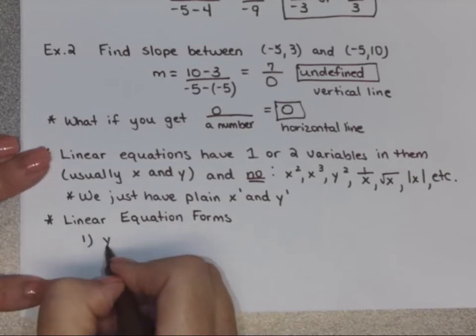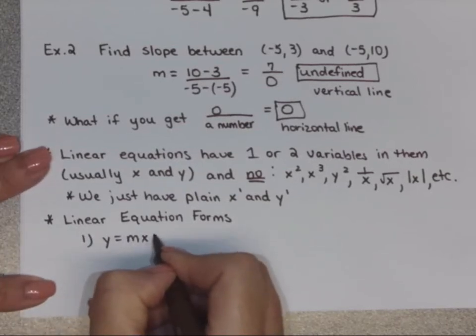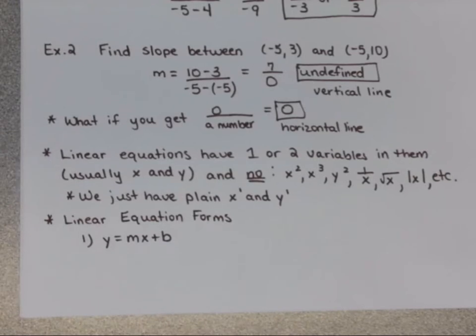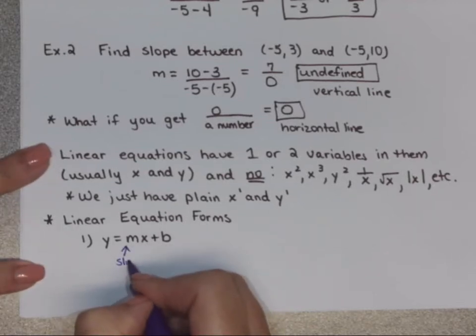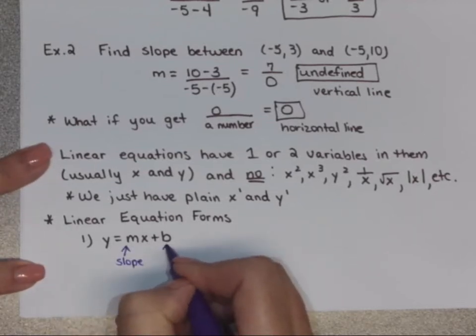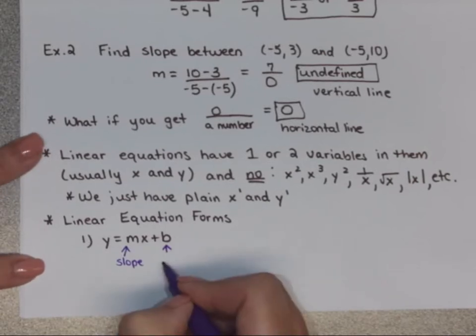The first way is y equals mx plus b. I don't know if you remember that, but does anybody remember what m is? We kind of already did it today. Slope. Yeah, m is slope. Does anybody remember what b is? Y-intercept. Yeah, b is the y-intercept.